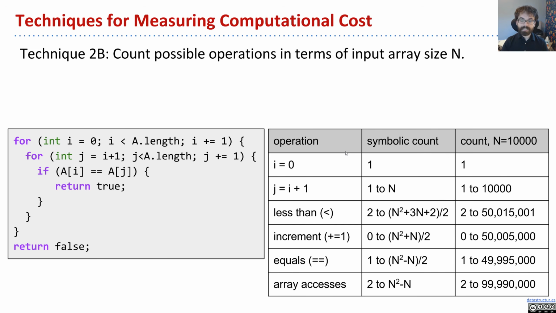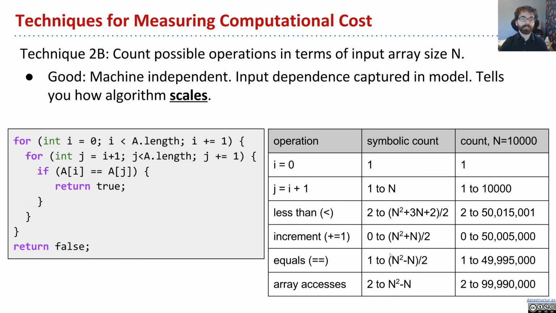Now, to address the issue that 10,000 is a totally made up number, and to make our technique even better, we can actually compute what I'll call the symbolic count. Here we imagine, rather than having an array of some fixed size, say 10,000, for an array of size n, what would we get? So for j equals i plus 1, it'll be between 1 and n operations, or this operation will occur between 1 and n times, and so forth. And we end up getting all these expressions.